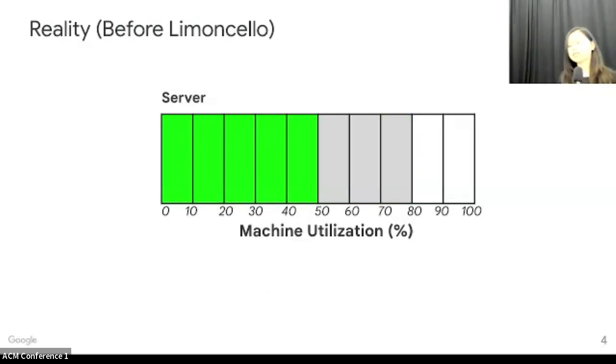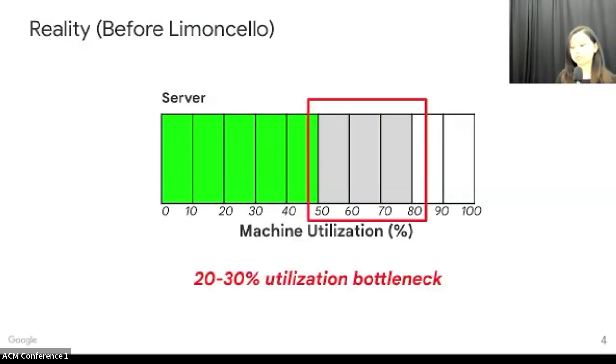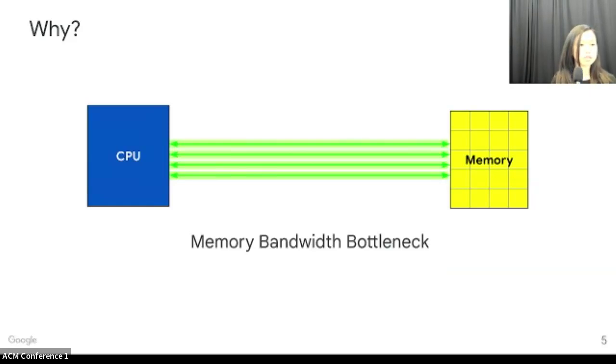Recently, we found that a lot of our machines were sitting around underutilized. There was this 20 to 30% utilization bottleneck, and a lot of our machines weren't able to reach that 70 to 80% target utilization rate. So we started looking into this, and we found that we had some issues with memory bandwidth. Memory bandwidth was often running low on our machines, and as a result, we weren't able to run as many workloads as we should be able to.